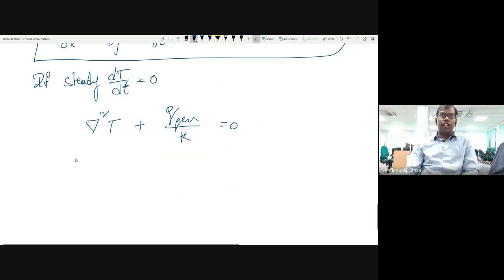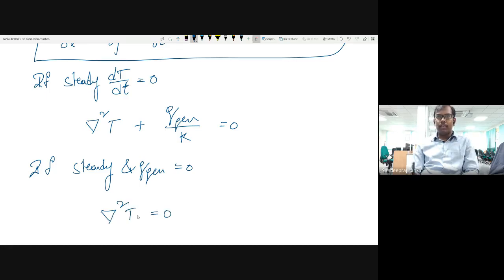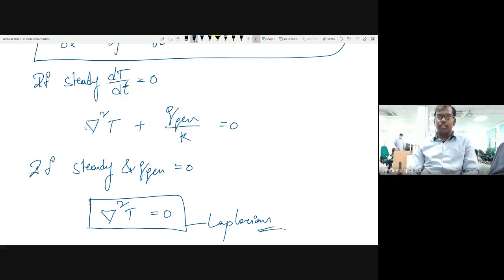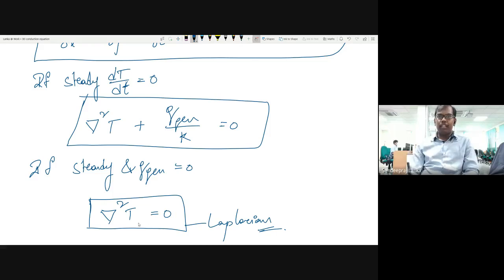This is one assumption. If the given case is steady and Qgen is also equal to 0, then you have del square T equal to 0. This equation is a kind of Laplacian. You must have studied what a Laplacian is in your mathematics course. And this is your Poisson's equation. To a Laplacian, if you add something, that will be your Poisson's equation. These things you should keep in mind.